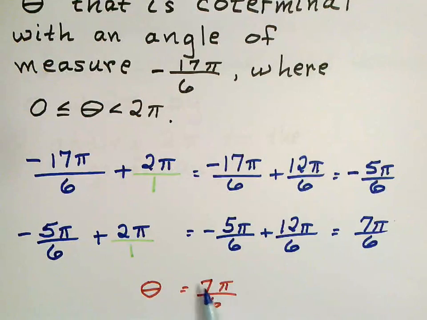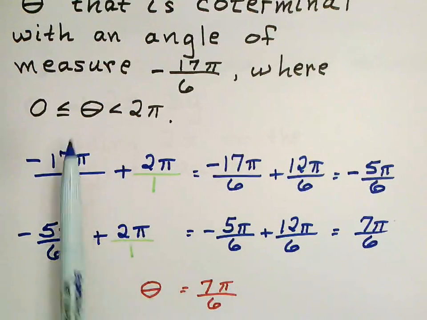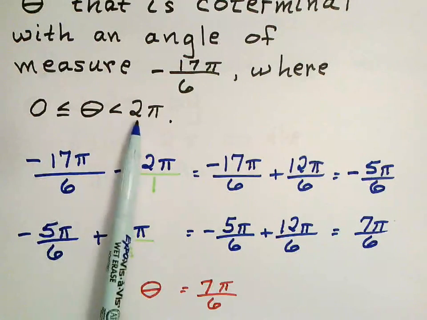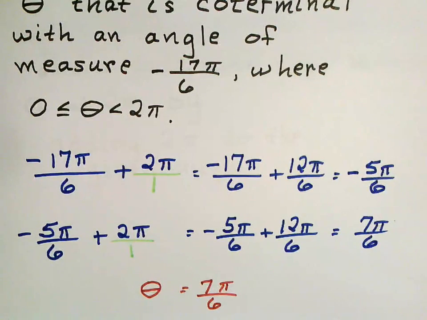You know, 6 going into 7 is 1 point something, so you see 1 point something pi. So you see that is between what? 0 radians and what? 2 pi radians.